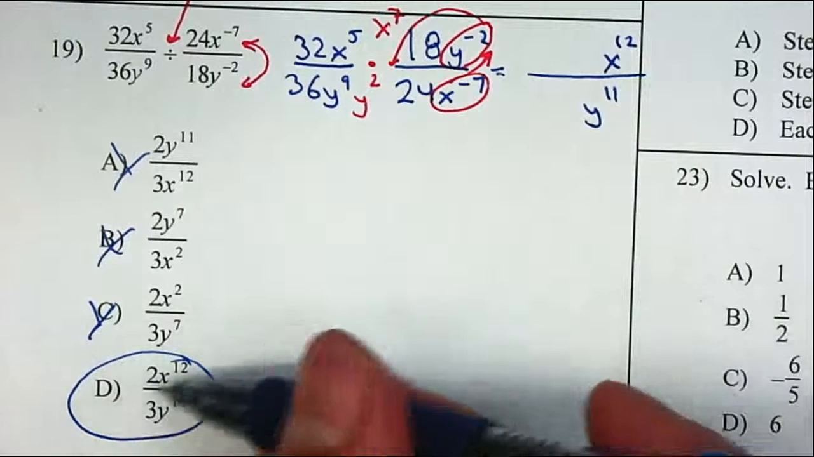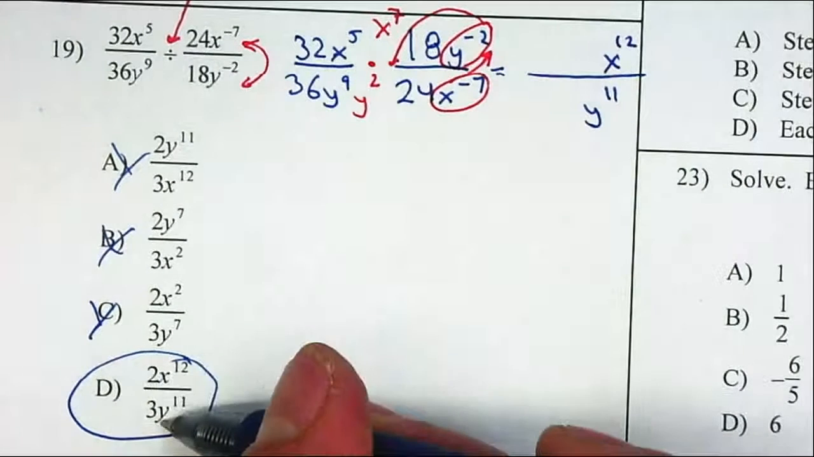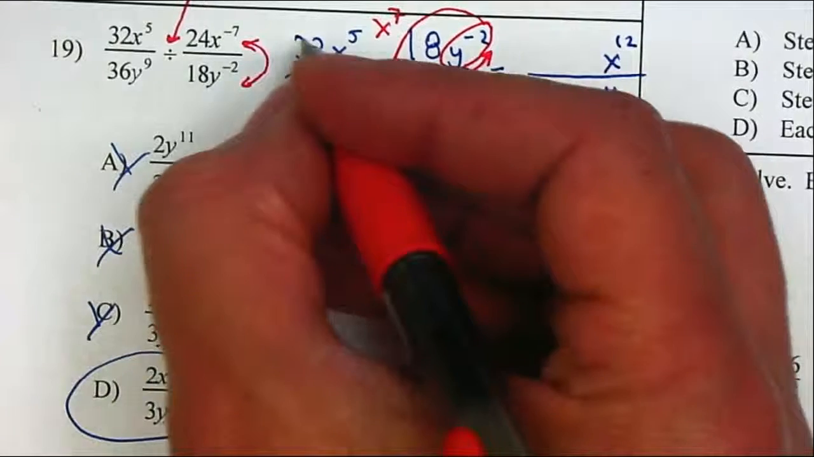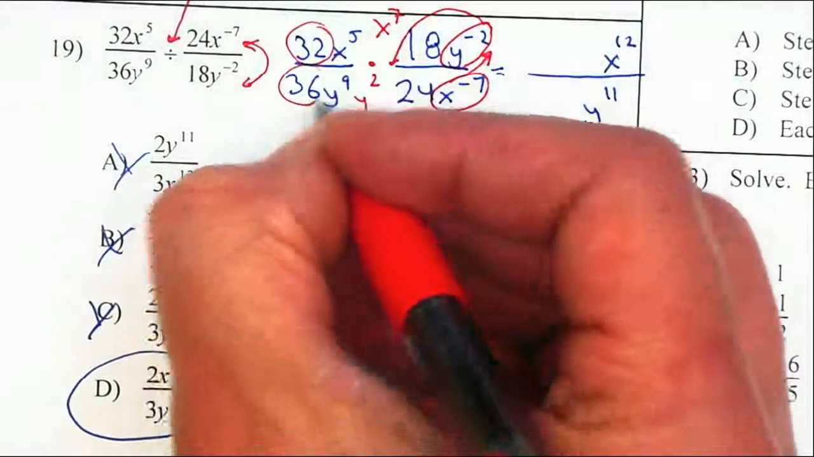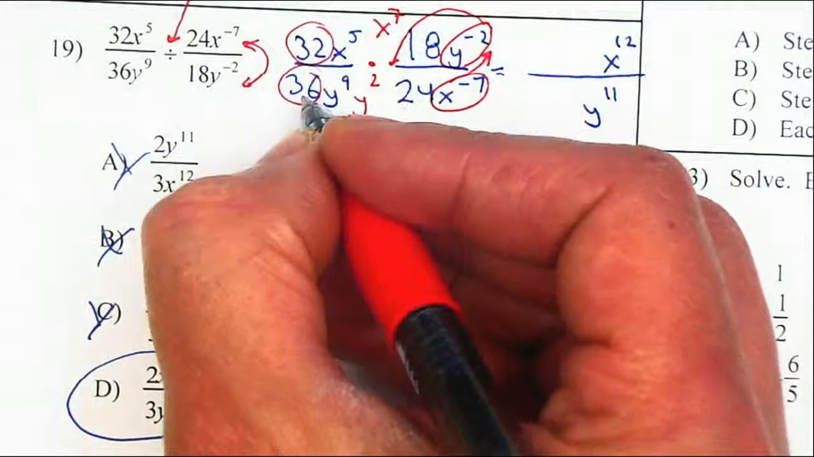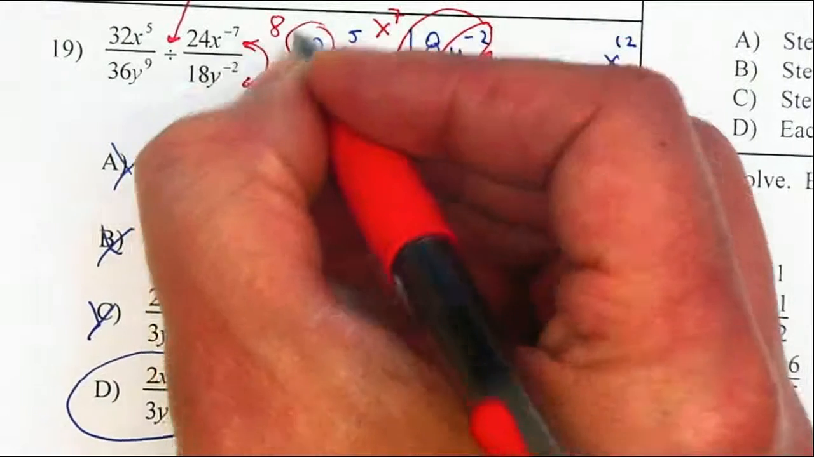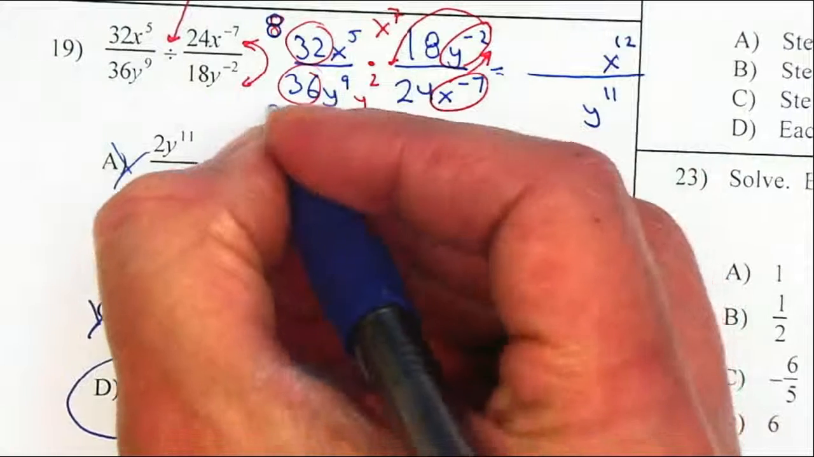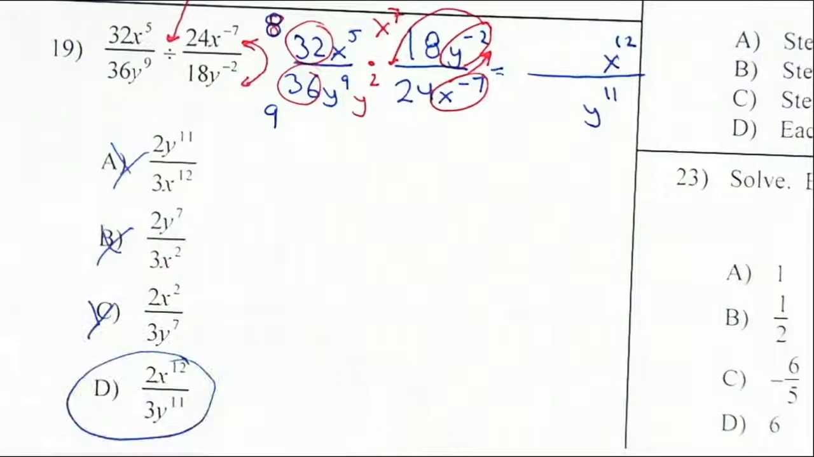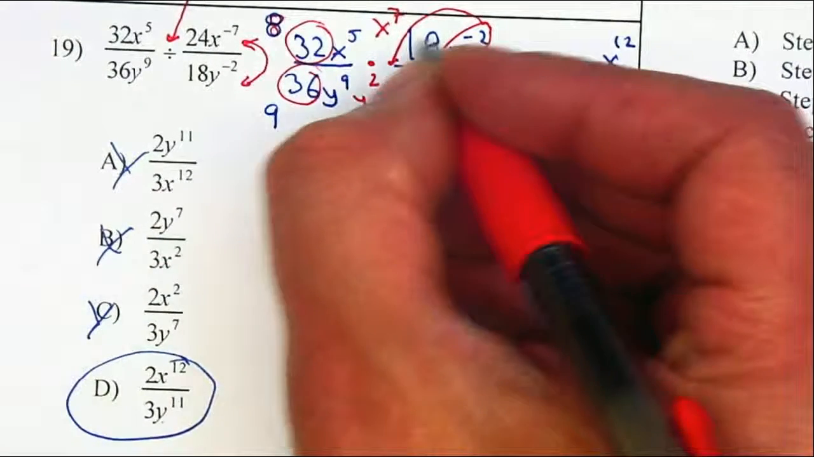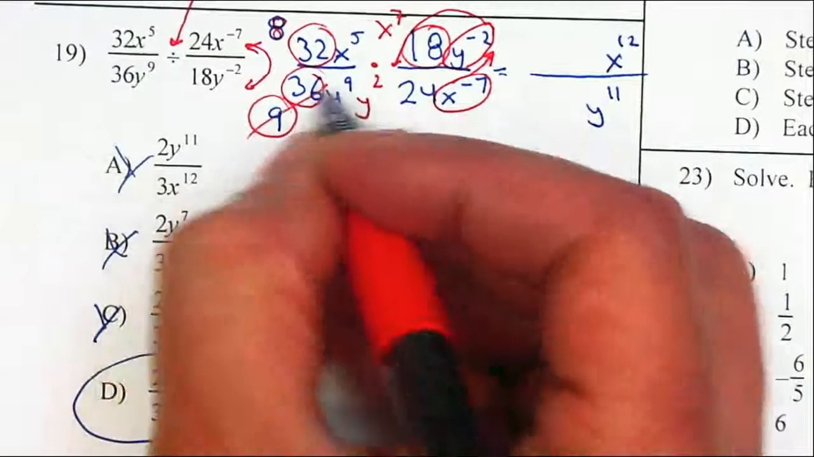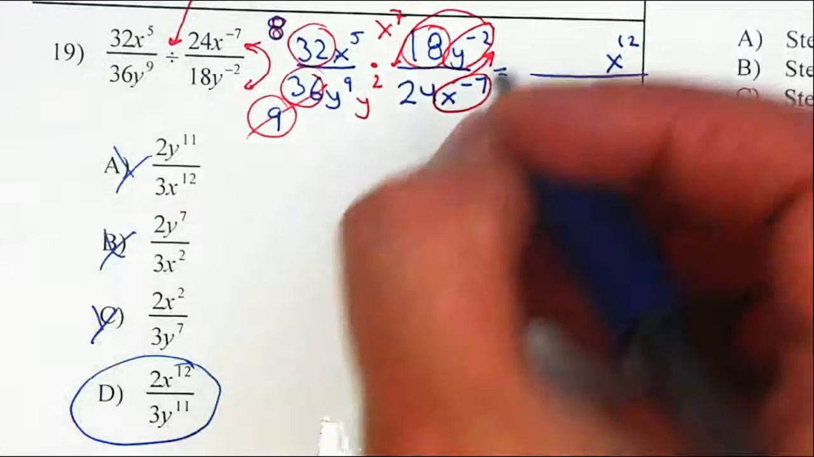Now one of the questions you guys will say is, how did they come up with the 2/3? It's basically just reducing. I can divide by 4. That gives me an 8. And that gives me 8. And that gives me a 9. I can divide that 9 and the 18 by 9. So that's gone. And I'm going to have a 2.